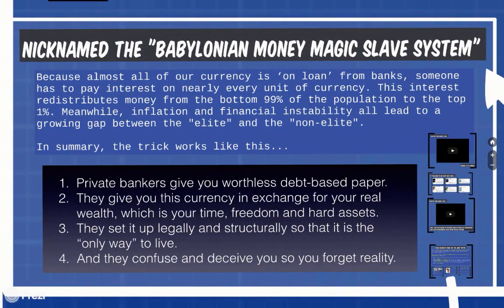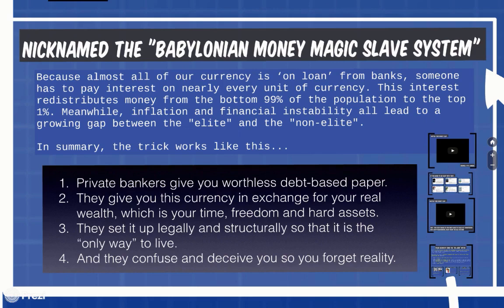Cool. So this has actually been nicknamed the Babylonian money magic slave system. I know some people don't like to hear that word Babylonian. But it doesn't matter what the nickname is. The point is to understand what it does. I'll read what's on the screen. Because almost all our currency is on loan from banks, someone has to pay interest on nearly every unit of currency. Do you understand that? It's not just people who take loans from the banks, but everybody is somehow paying interest on that currency.